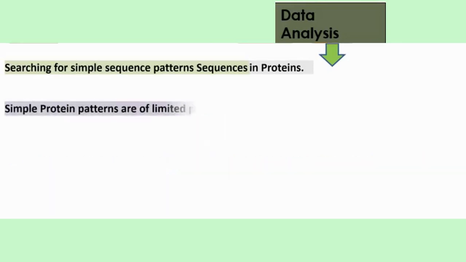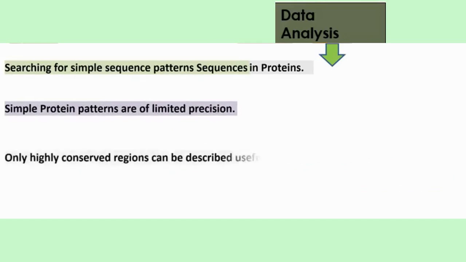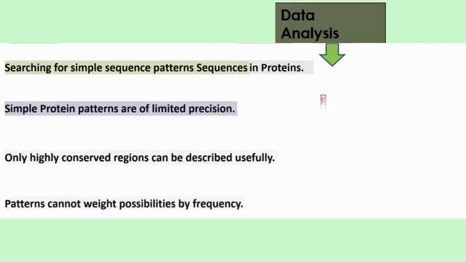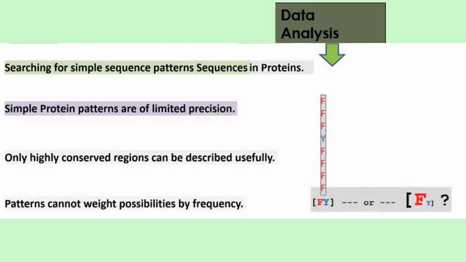In truth, protein patterns are very limited in their ability to accurately represent conserved alignment. A meaningful protein pattern can only be designed for very highly conserved regions. Patterns cannot weight possibilities. That is, it is possible to state that in a particular position an F or a Y are both acceptable, using square brackets, but it is not possible to record that one amino acid is more likely than the other given the evidence of the MSA.